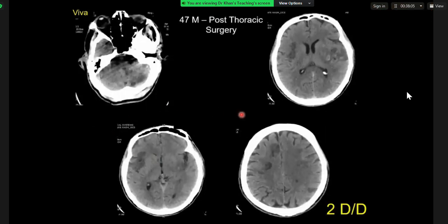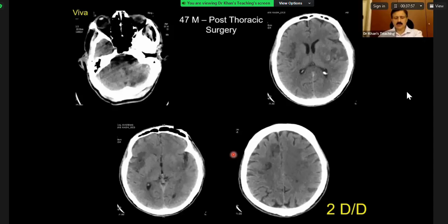So what is your diagnosis here? We have a multifocal infarct, post-thoracic surgery. So it's a cardioembolic infarct. Excellent. These are embolic infarcts, which are not confined to a territory, and you can see posterior circulation and anterior circulation.